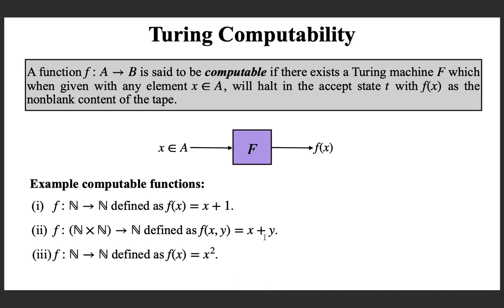I have given you a homework exercise to design a Turing machine to perform multiplication, which can be used to find the square of a number. You can design a total Turing machine which always halts in the state T by producing the square of the number in unary representation as the non-blank content of the tape. Hence, by the definition of computability given here, this function is again computable. You can see that most of the interesting functions in practice are computable.